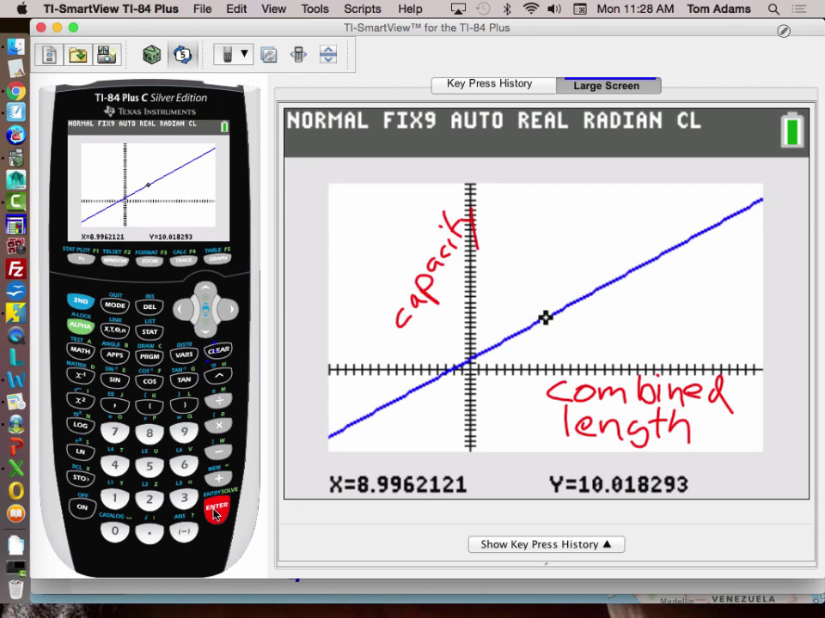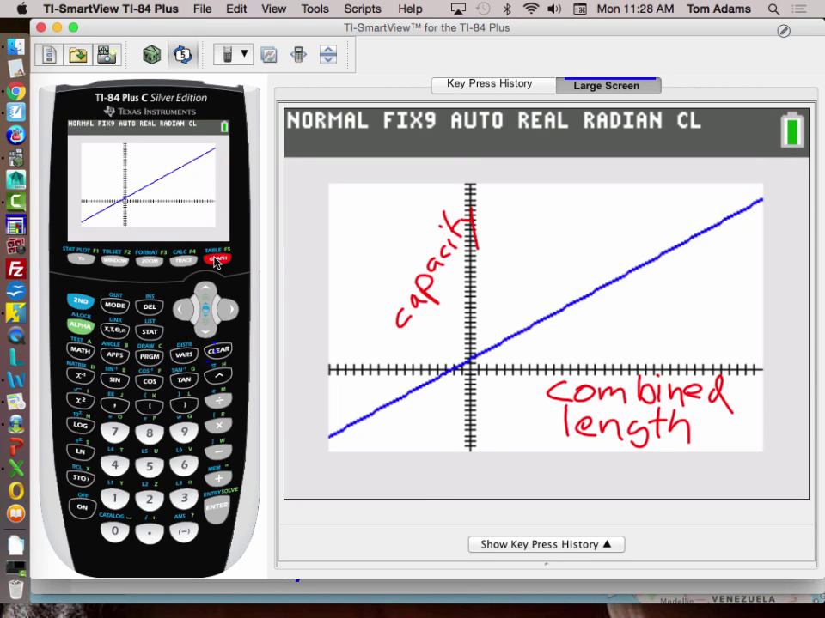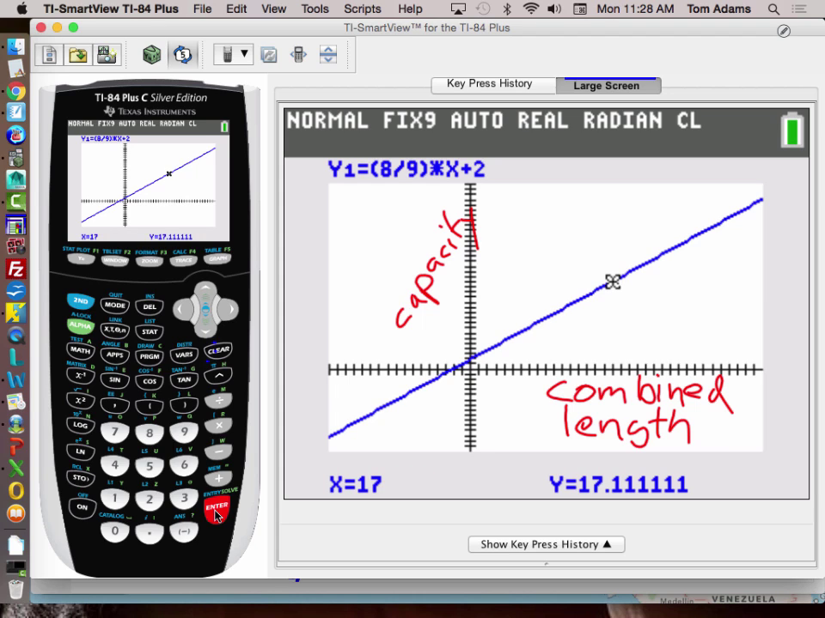And so we had 17. So I'm going to plug in 17. Whoops. I got to graph it. And then I got to hit trace again to let the calculator know that I'm interested in x equals 17. Now when I hit enter, I get 17.11. So we're almost done answering this question.